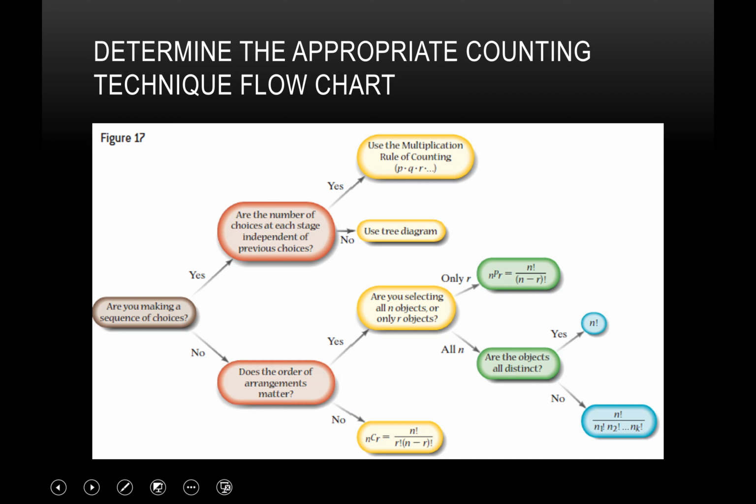Okay. Then, are you making a sequence of choices? This is for your counting methods. Are the number of choices at each stage independent? If yes, then you can do the multiplication rule. If no, then you can use a tree diagram. If you're not making a sequence of choices, does the order matter? Yes, permutation. No, combination. And then there's just a bunch of different branches, obviously, and we'll go through those right now.